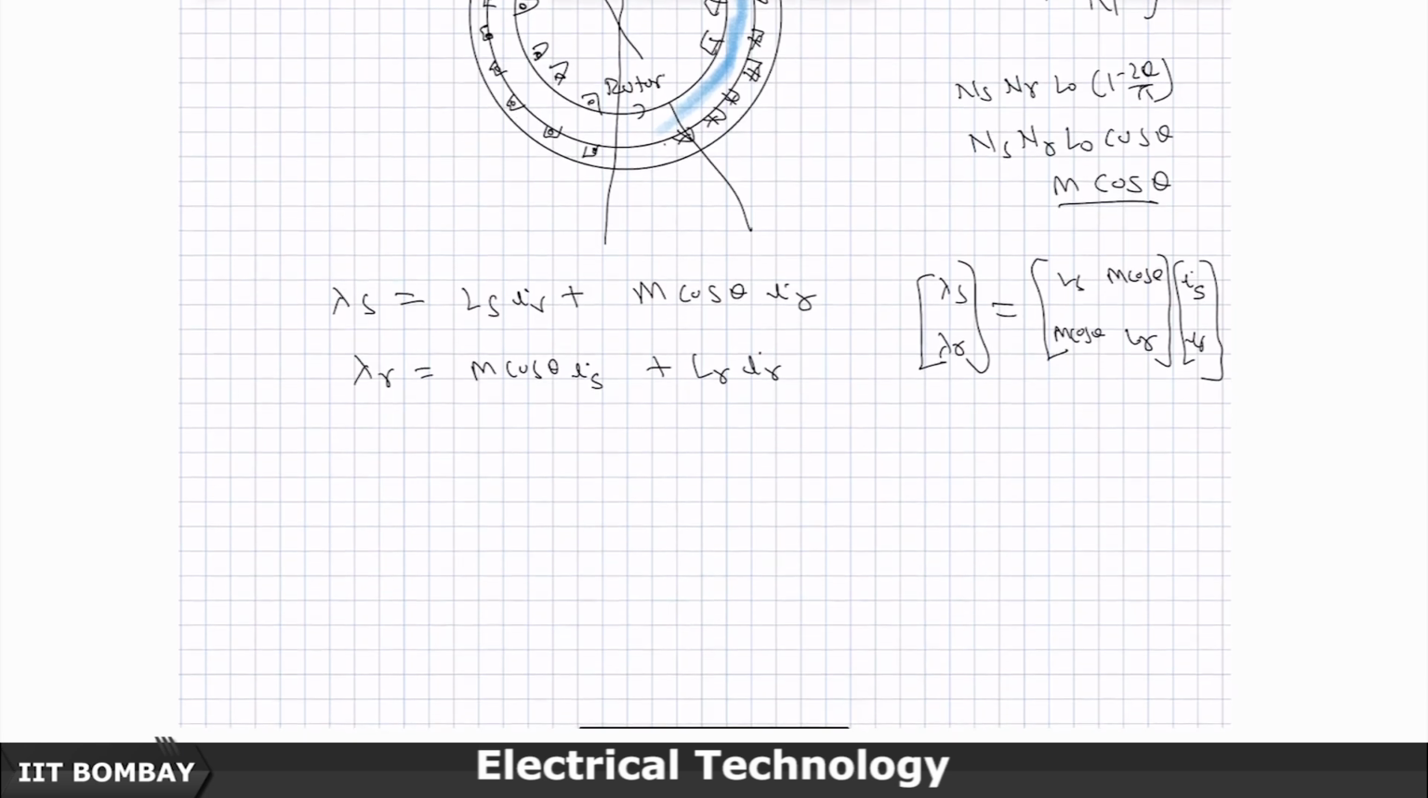Now, one way to also show this is to show a coil like this here with plus minus I_S, V_S. This is the stator axis, the magnetic axis of the stator.